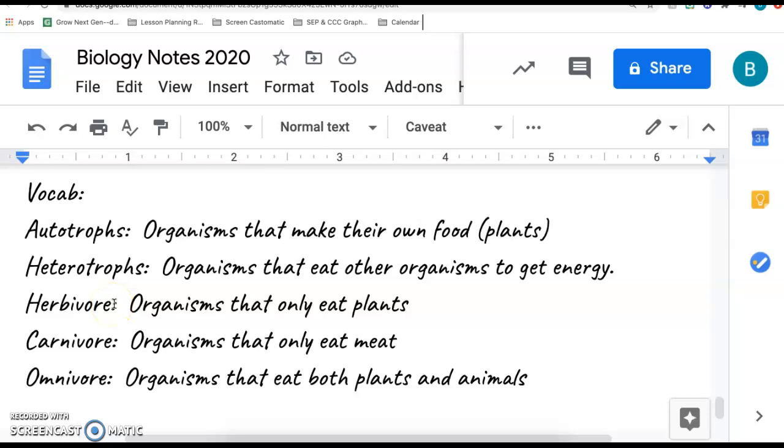Herbivore is our next word. Okay, these are organisms that only eat plants. Okay, it could be things like bunnies, squirrels, deer, cows. Okay, anything that's only going to eat plants.